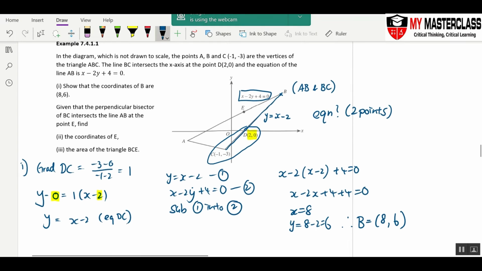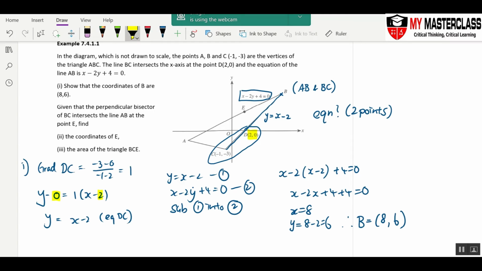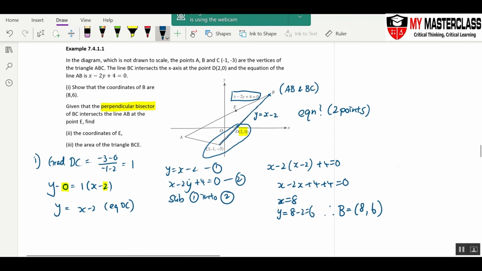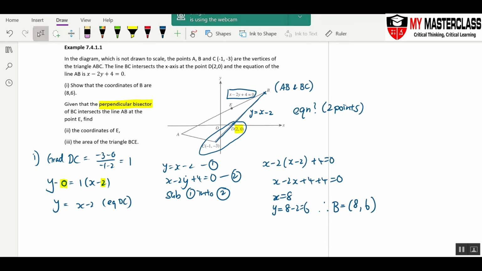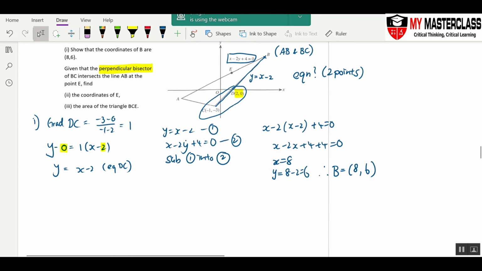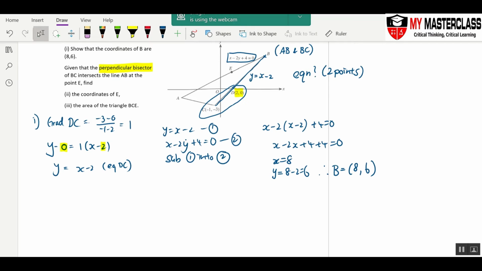Next, I tell you about the perpendicular bisector, which is also a new thing that you learn today. The perpendicular bisector of BC intersects AB. Again, intersect, so we know that we're going to use simultaneous equations again later on. Let's find the perpendicular bisector of BC first. Remember, what is step one of finding the perpendicular bisector of BC? Find the midpoint of BC.